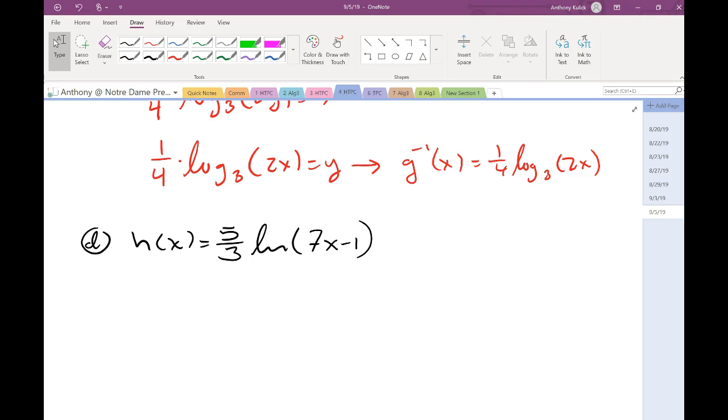So here we have h of x equals 5/3 times the natural log of 7x minus 1. Just as an FYI, those of you that haven't had me in class before, when I write my logarithms, I always write them cursive, like in script. The reason I do that is so that I can't accidentally confuse log as 10g, or ln as 1n, because those L's and O's look a lot like 1s and 0s.